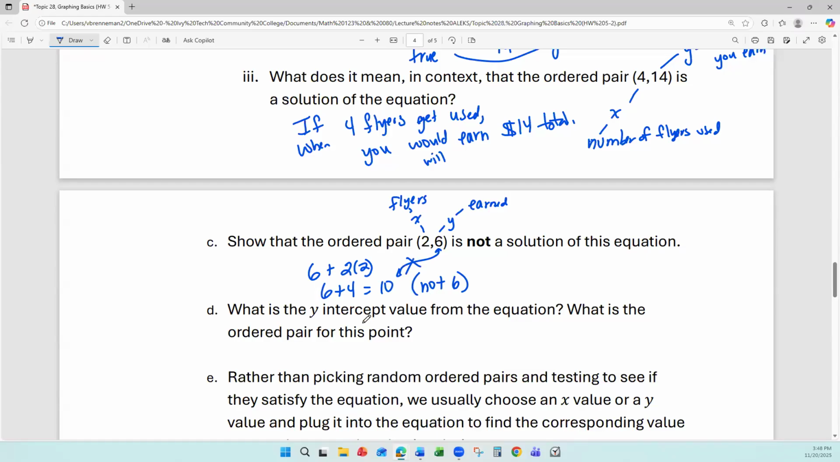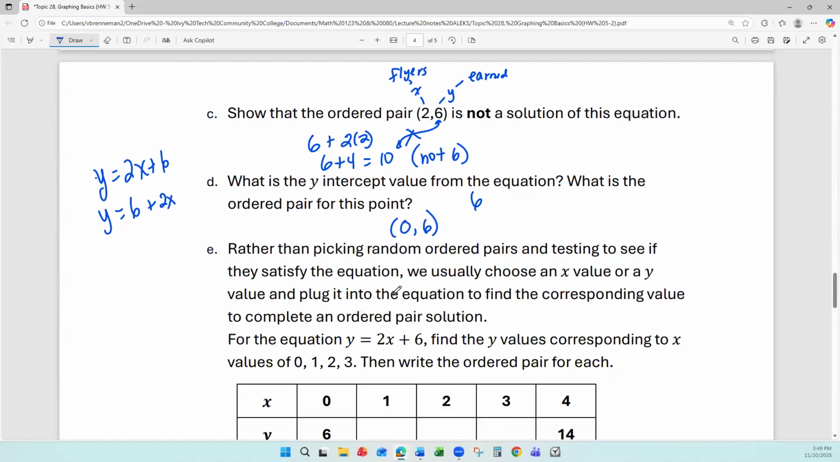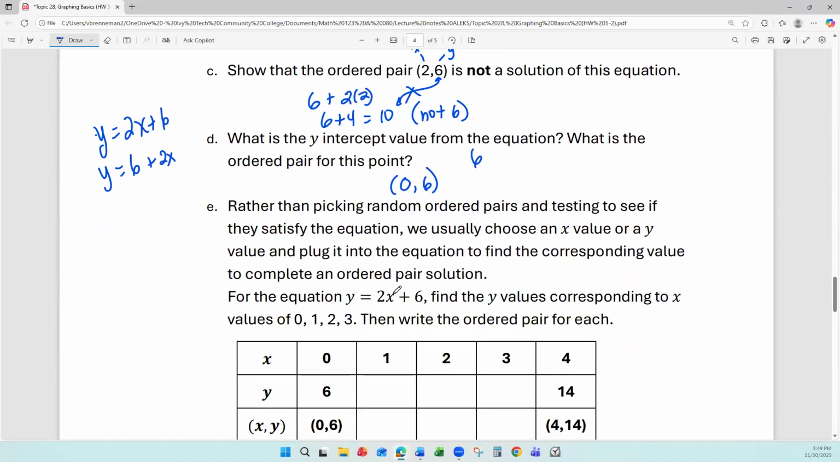All right, our equation, y equals 2x plus 6, or y equals 6 plus 2x. The y-intercept value from that is the 6. The ordered pair for that is 0, 6. That's no flyers used. You still make $6. Now, we don't want to just pick random x and y together and see if they work. We're going to pick an x. We're going to say, if this many flyers are used, how much is earned? Or you could say, if this much was earned, how many flyers were used?